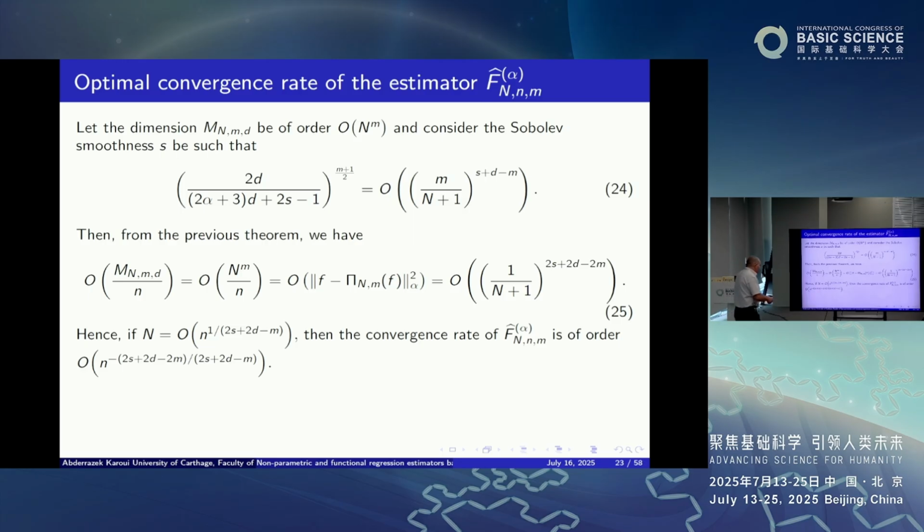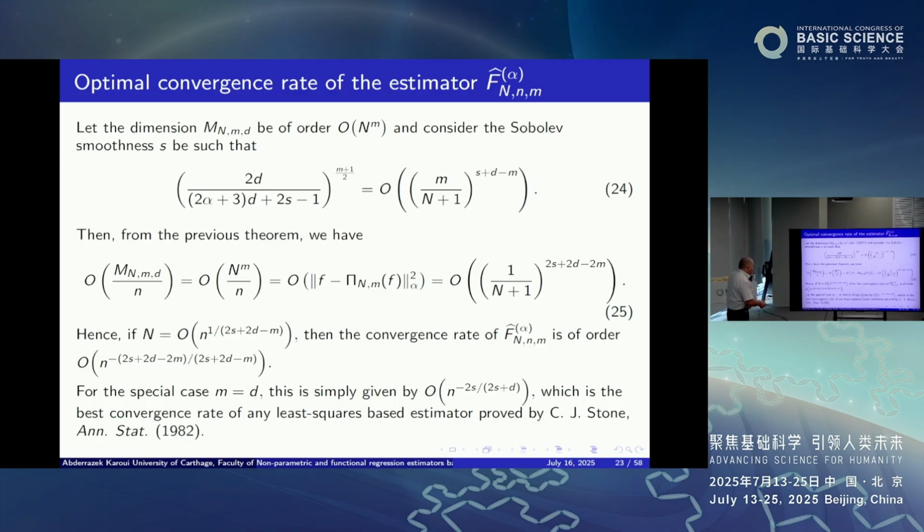And if m equals d, we'll get order n to the power minus 2s over 2s plus d, the Stone optimal rate of convergence. But as I said, this is too pessimistic. In real life applications, no. We have better numerical results. But this is theoretical. That's the best result one can get theoretically. But hopefully, in practice, this is not the case.